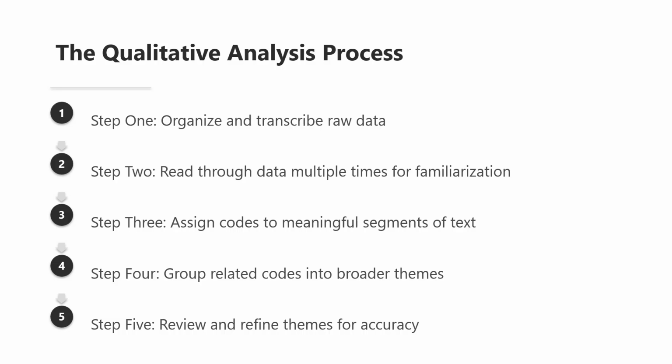Step 3 is coding, which is the heart of qualitative analysis, and this is where things get really exciting. Coding involves assigning short descriptive labels to meaningful segments of text. Each code represents a concept, idea, or pattern you notice in the data. For example, if a participant says they could not attend the health program because they had no childcare, you might assign the code access barrier.